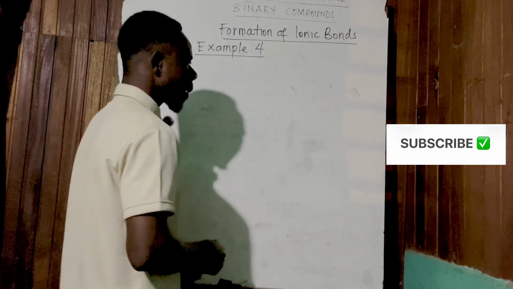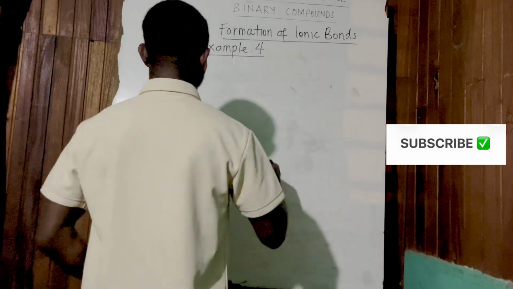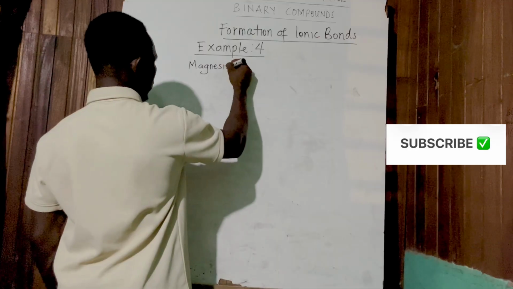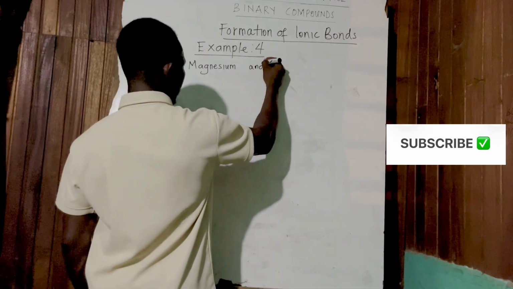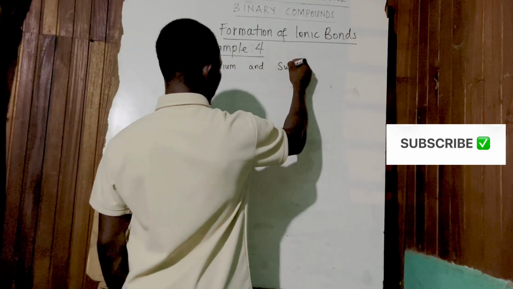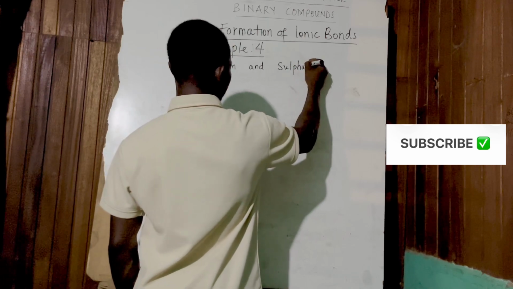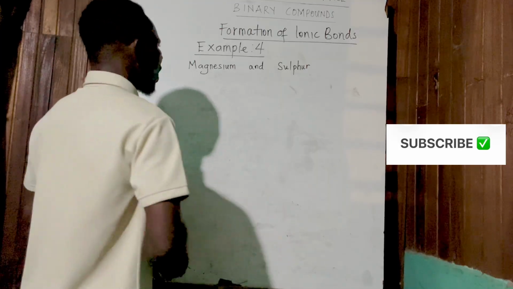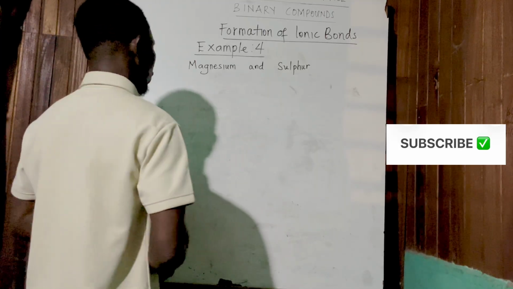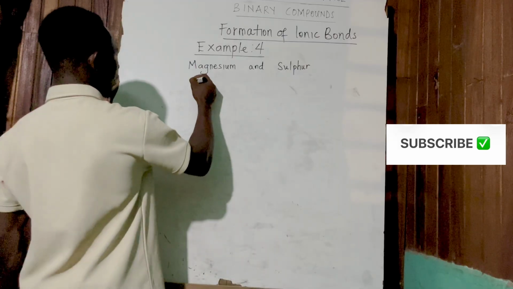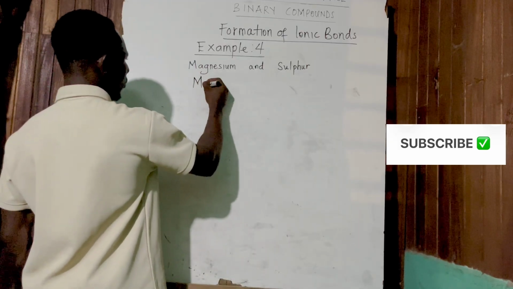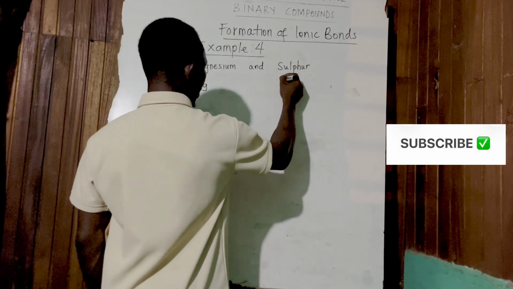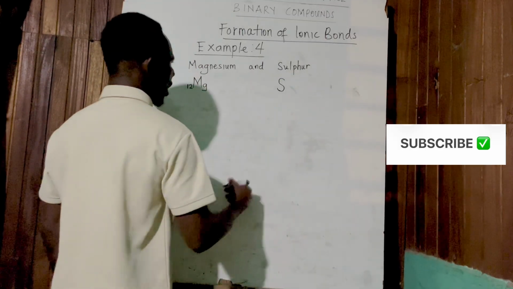So let's take magnesium and sulfur. Now, magnesium on the periodic table has an atomic number of what? 12. So this is the symbol for magnesium, having an atomic number of 12. This is sulfur, S, having an atomic number of what? 16.